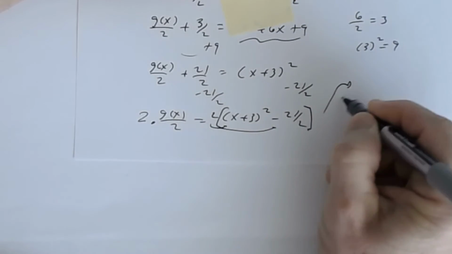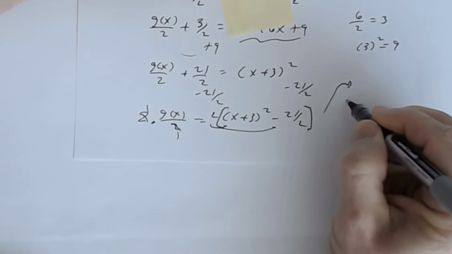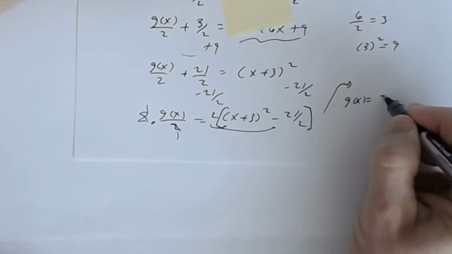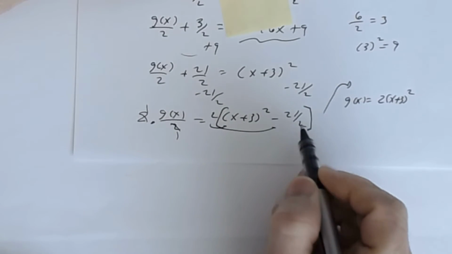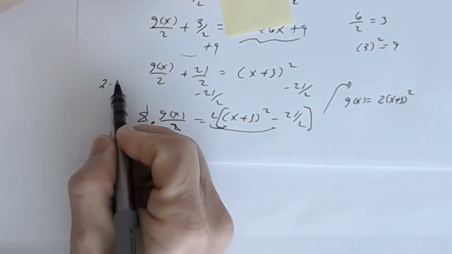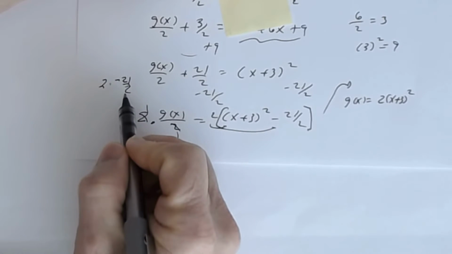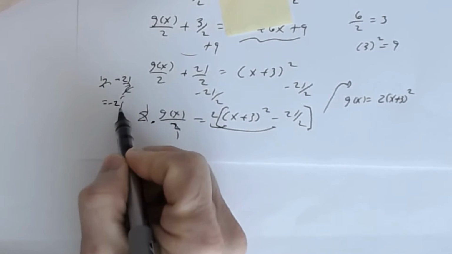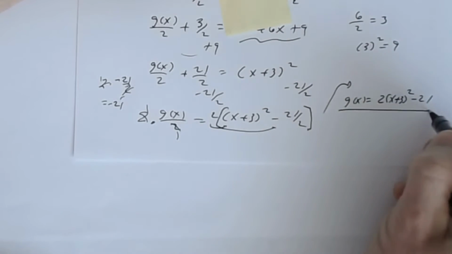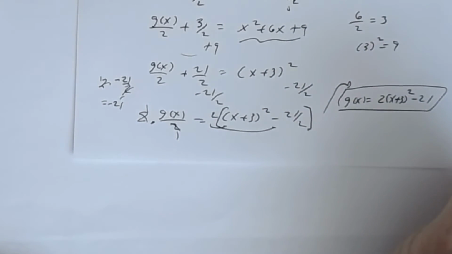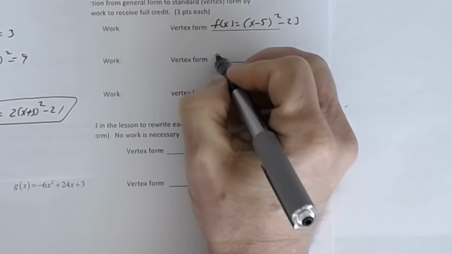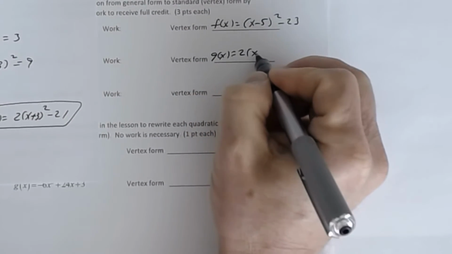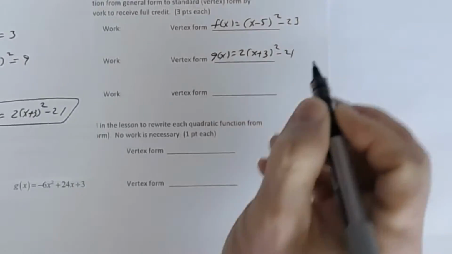So this becomes, the 2's divide out. So I get g of x is equal to 2 times x plus 3 squared. And then notice 2 times a negative 21 halves. The 2's divide out, you're left with negative 21. So this becomes minus 21. And there's your answer. Okay, so that's one way. Now I'm going to do the other way as well, just to remind you. So this is g of x equals 2 times x plus 3 squared minus 21.